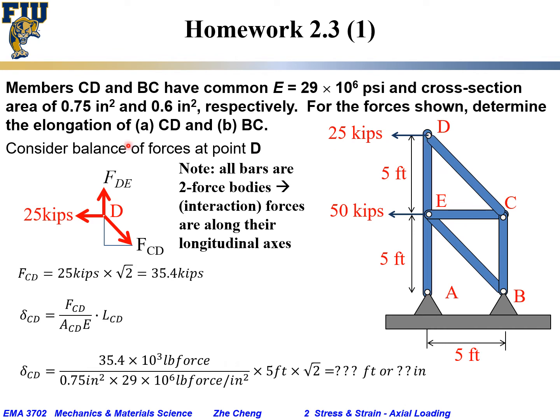Let's consider the balance of forces at point D. We will draw the free body diagram at point D. 25 kips to the left. And then for D, in order for it to be balanced, there will be two additional forces.